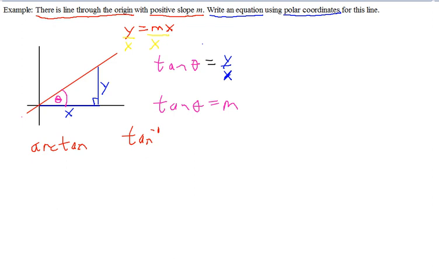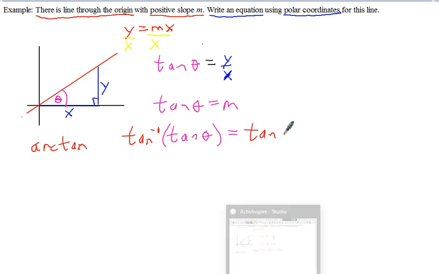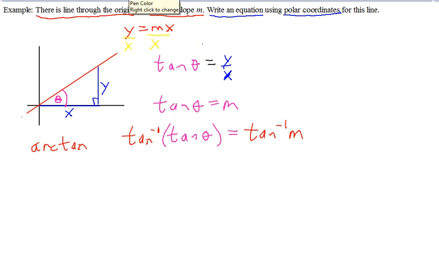So if you take the arctangent of tangent of theta, and then the arctangent or tangent -1 of m, then the tangent and arctangent are inverses, so those cancel each other out. So we're just left with theta, which is what we want, equals arctangent or tangent negative 1 of m. As weird as that might seem, that is our polar equation.